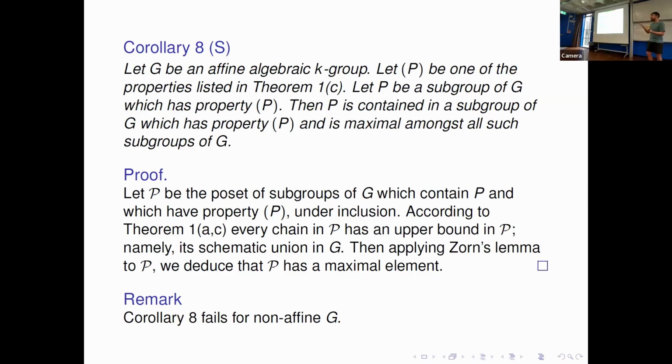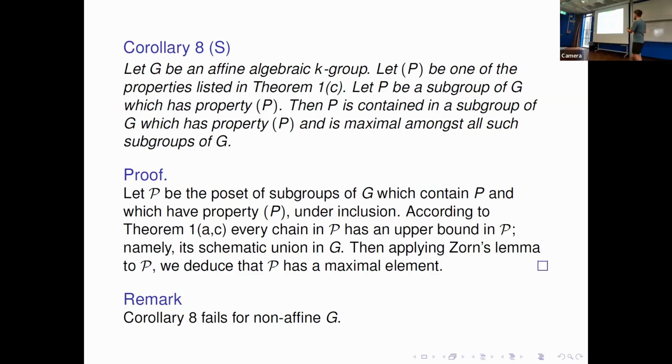And the proof is very simple with this technical result. You take the poset of subgroups which contain this subgroup and have the property P, which I probably should use a different letter for, ordered under inclusion, and then you take a chain in this poset. A chain of subgroups will satisfy this property. According to the theorem, parts A and C, its union is a subgroup and it has the same property. So it's an upper bound. It doesn't just stick in one somewhere. It has a maximum element.